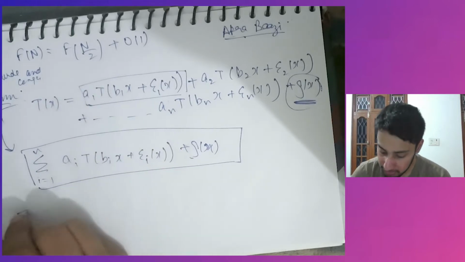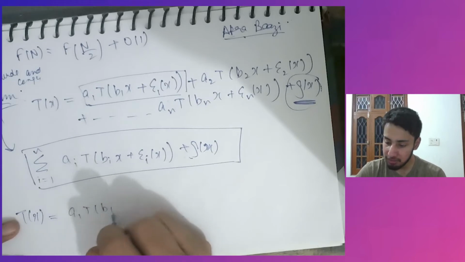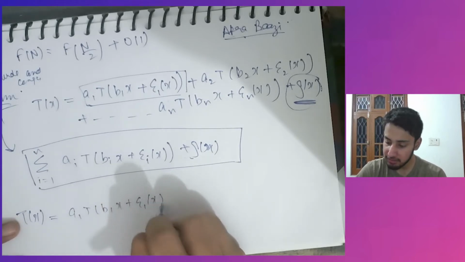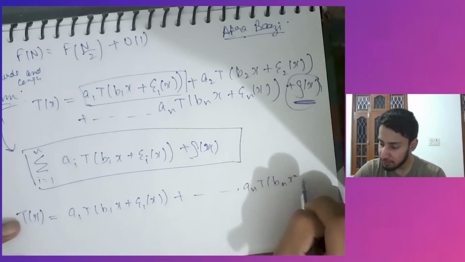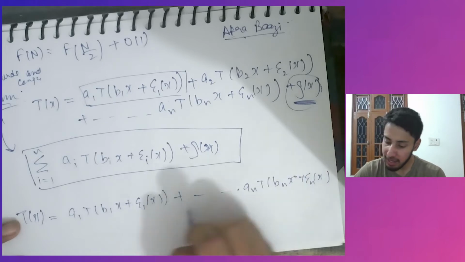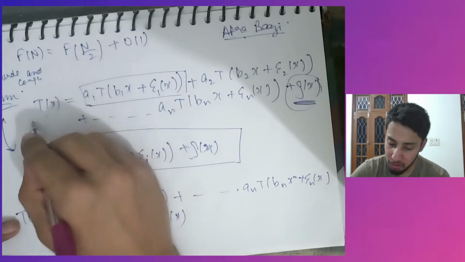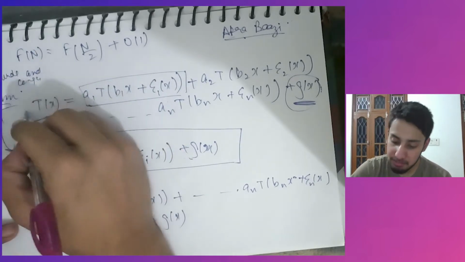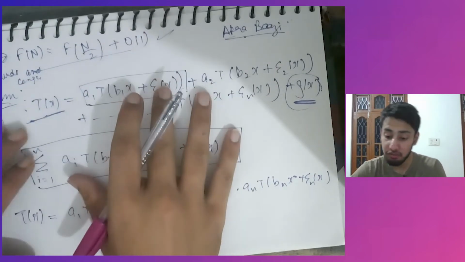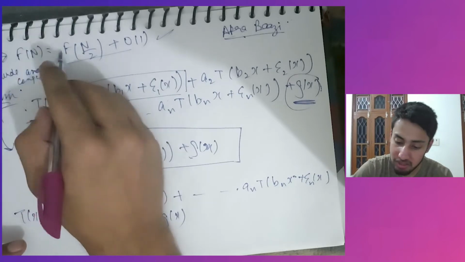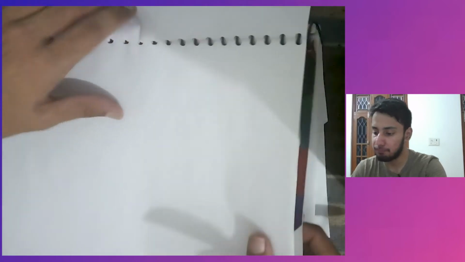Again writing it: time complexity of any function x equals a1 T of b1 x plus some function of x, up to so on, an T of bn x plus some function of x, plus g of x. Now Nitish, you said that this is a form of divide and conquer, then this form is applicable to binary search as well. Let's see how we can relate this form to binary search.